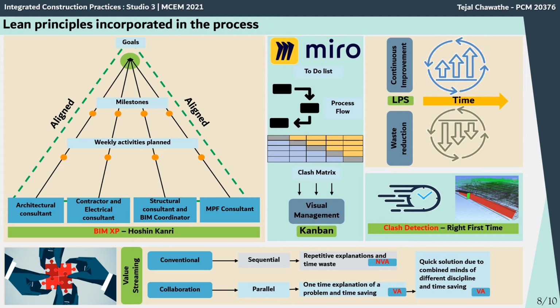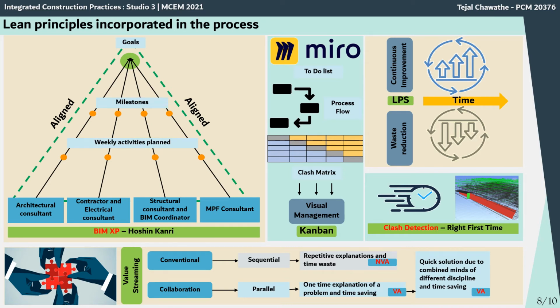Several lean principles were incorporated in the process of the study. One example is where the BEP plan was made to align the stakeholders to the goal, which aligns with Hoshin Kanri, the lean tool. The next one is Kanban, which is visual management, and it was achieved through the making of clash matrices and the process flow as well as the use of Miro board. Then the last planner system, which was used, helped in waste reduction and continuous improvement in the planning.